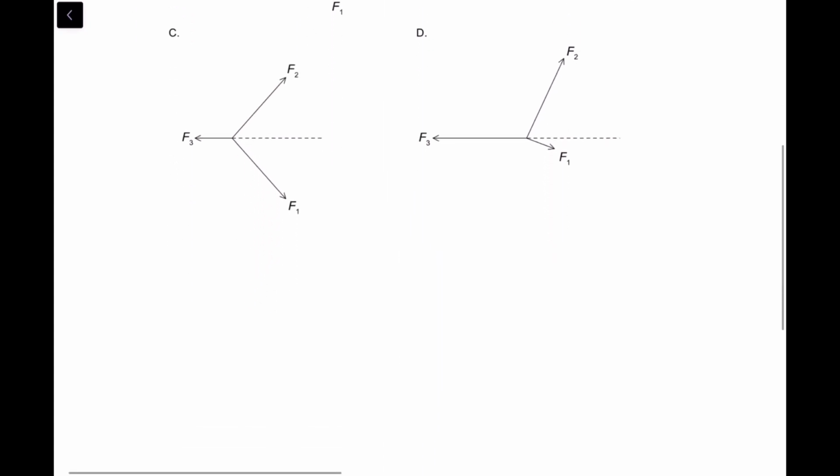We have taught this in the chapter of vectors: for three forces to be in equilibrium, what should happen? This is the normal case that we teach. For three forces to be in equilibrium, the magnitude of the three forces should be equal.